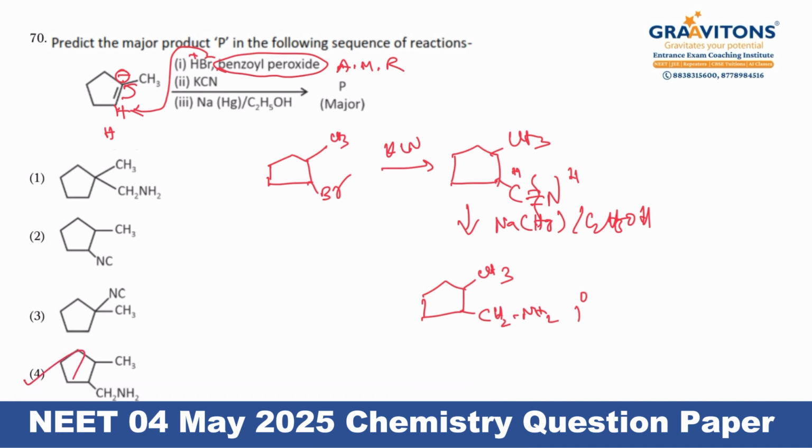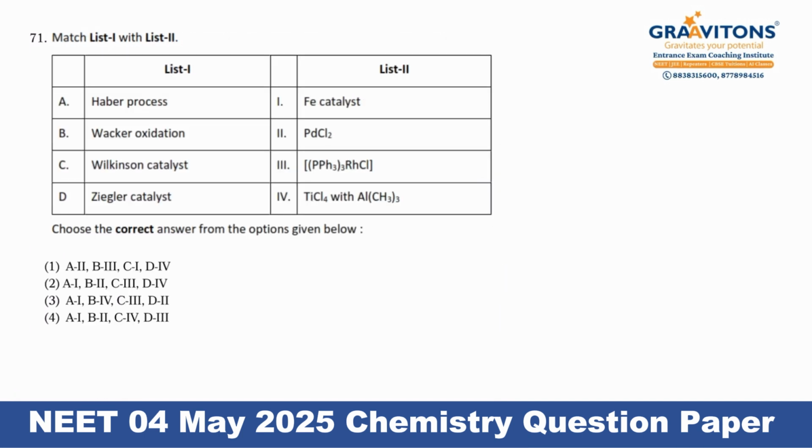Our next question is 71. Match the following. Ziegler-Natta catalyst is an important catalyst which is used in polymerization, and it is TiCl4 with trimethyl aluminium. Wilkinson catalyst, from coordination compounds we know that it is nothing but a rhodium complex, and in the Wacker process we use palladium chloride, and for the Haber process we use iron as a catalyst.